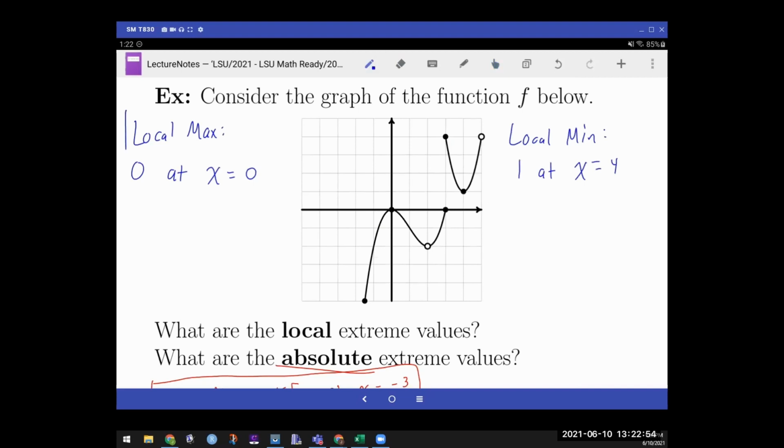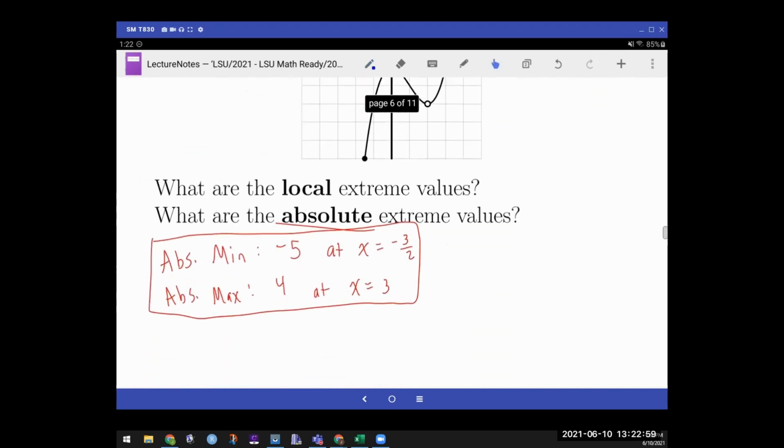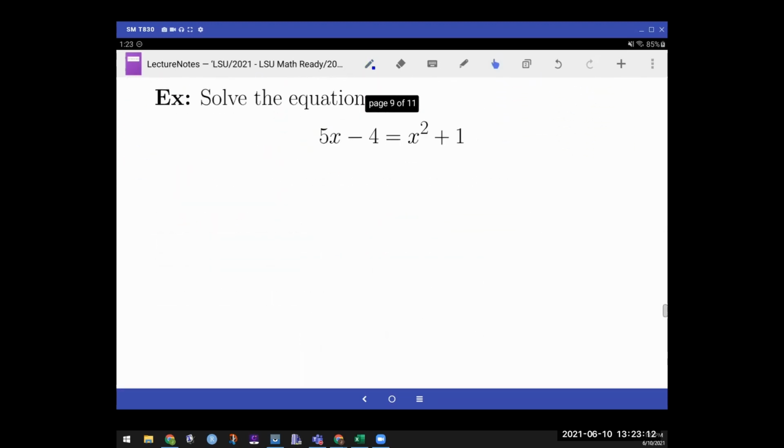Okay, so local max, local min. Absolute max, absolute min. Okay, this is what I wanted to get to in the last few minutes. I want to solve some equations, and we're not talking about solving these by hand. That's something I think we're going to do tomorrow, solving some of these by hand. Not all of these. But what I want to do is talk about how you can use technology to approximate the answers. This is where you'd want to use a graphing calculator if you can. What I'm going to use is desmos.com.